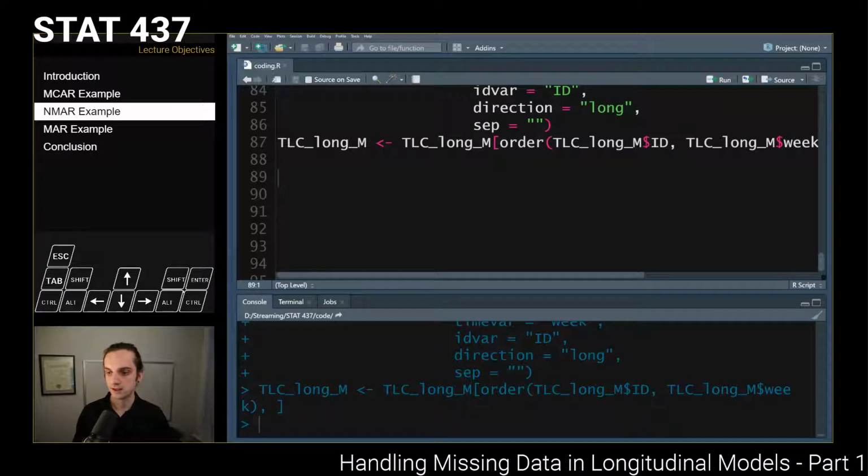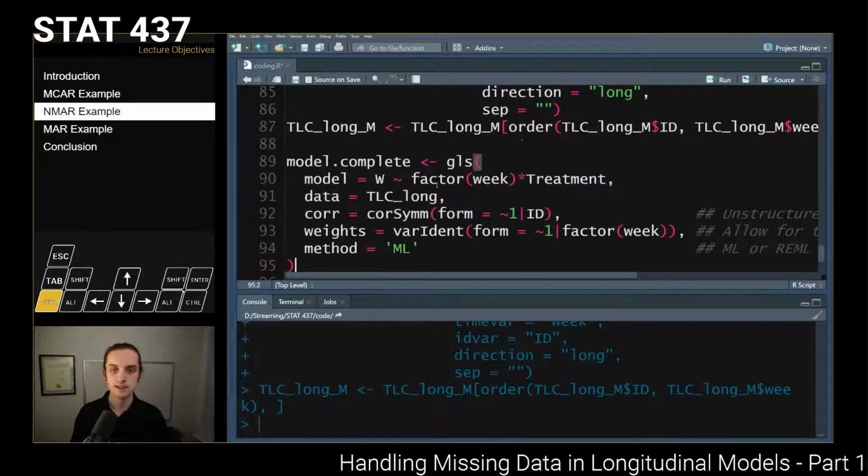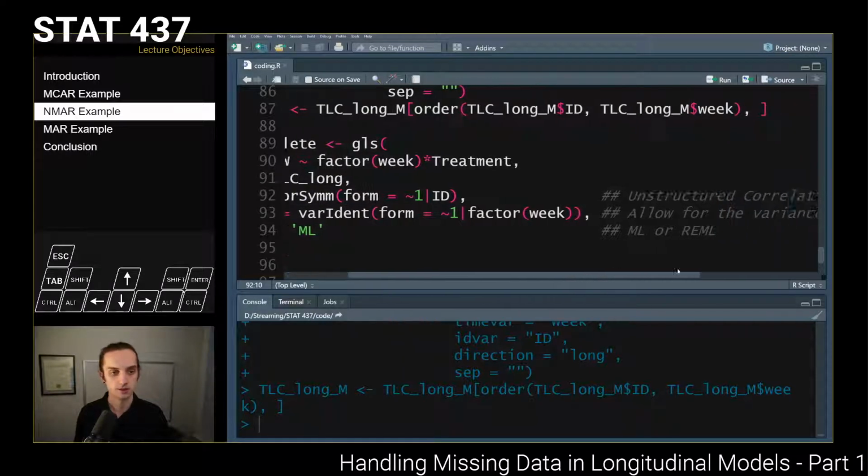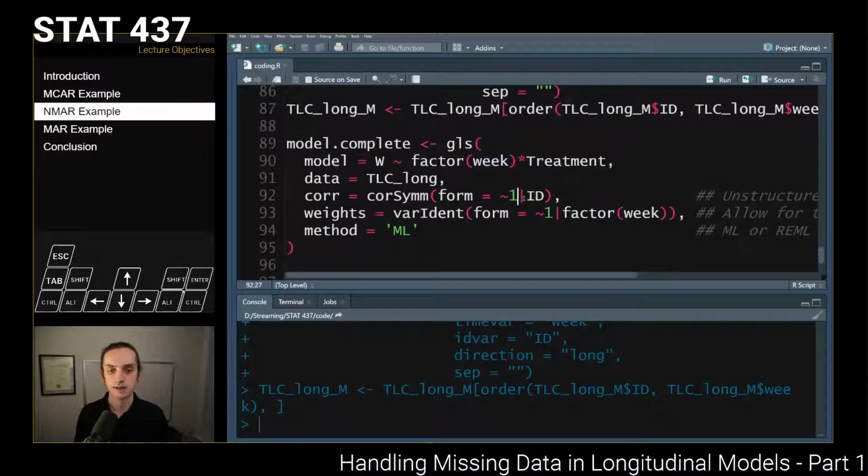And so we had fit this model complete right here. To recap, we are using the GLS function, which is from the NLME package. The model uses W as the outcome, which is the actual level of lead in the blood. We fit it with a factor for the week variable, which is our time, and we interacted that with treatment, and treatment was either active or placebo. We take the TLC long. We assumed this unstructured form for the correlation matrix, depending on the ID.